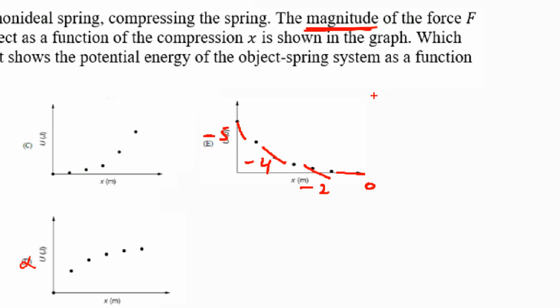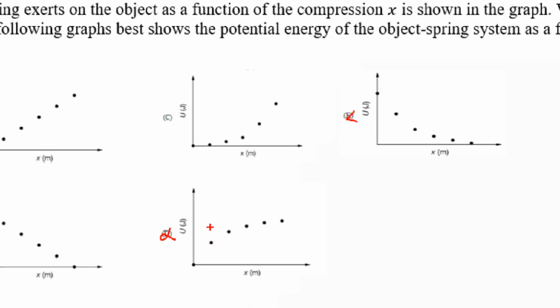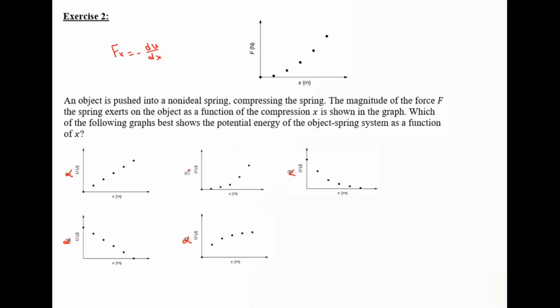In magnitude, it's decreasing. So let me write down: the slope is increasing, but the magnitude decreases because we're moving from 5 to 4 to 2 to 0. For this reason, we're left only with C, and indeed, if you interpret C, the slope here in this case is positive all the way up. So we can say this is 2, 3, 4, 5. Indeed, the slope of the U versus X graph is increasing, which makes C the correct answer.